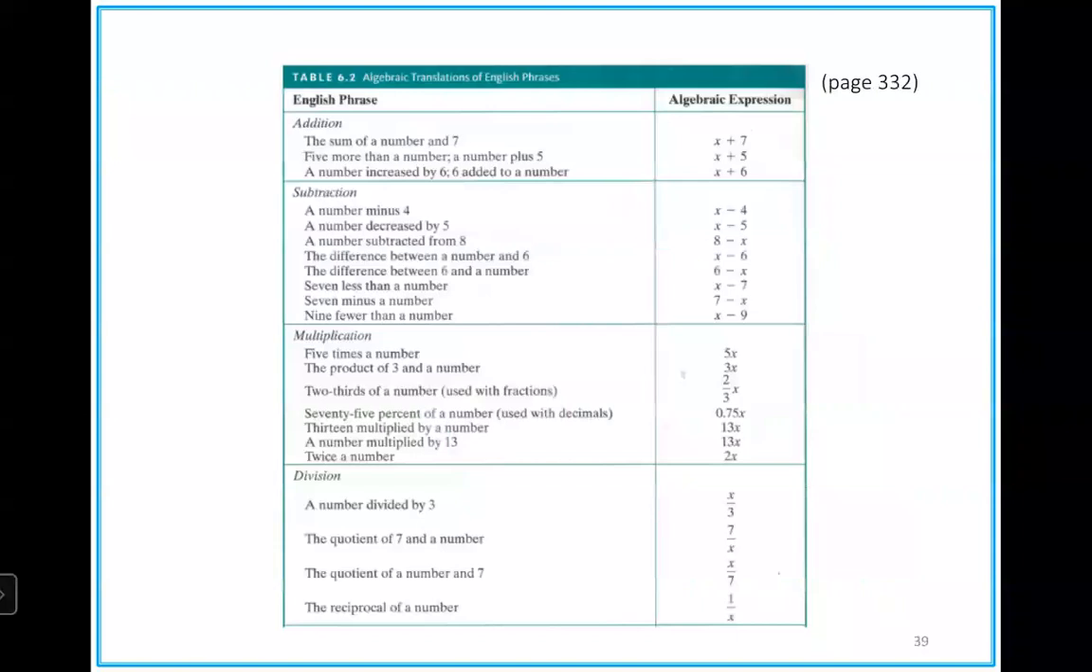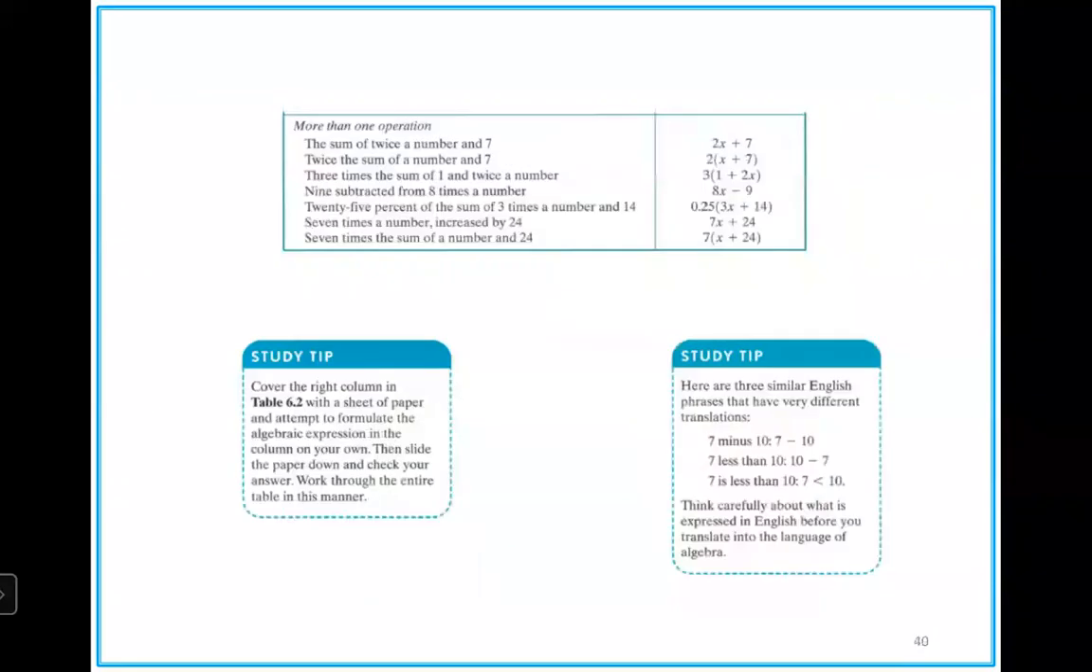Cover the right-hand side and see if you can write the statement that is described in the section that says English phrase. You could do that a couple times to make sure you get the principle. That would be a helpful exercise you could do on your own.